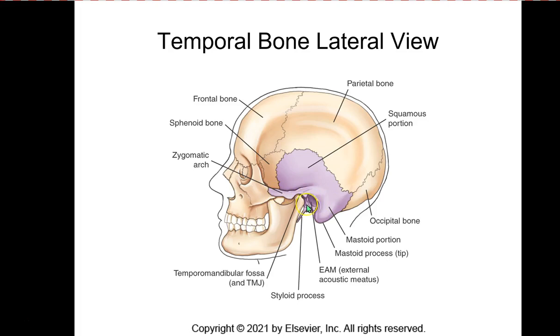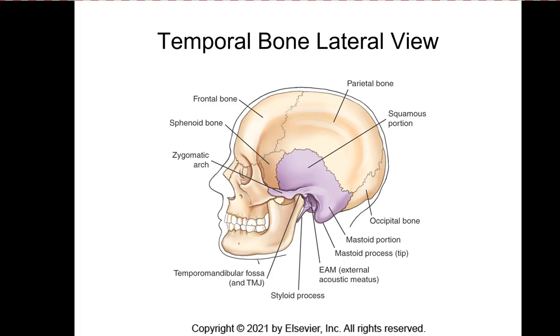Below or inferior to the zygomatic arch and just in front of the external auditory meatus is the temporomandibular fossa. And that is that half circle shape right here. And that is important because the mandible actually fits into that fossa to form the temporomandibular joint, or the TMJ.